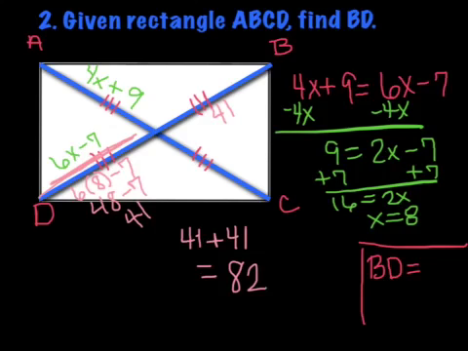So the length of BD would be 82 units, whatever it is that we're working with, feet, inches, centimeters, we don't know. Okay, so really important that you know the property that these diagonals are congruent. These are congruent. All 4 of these lengths are also congruent. Okay, so keep that in mind.